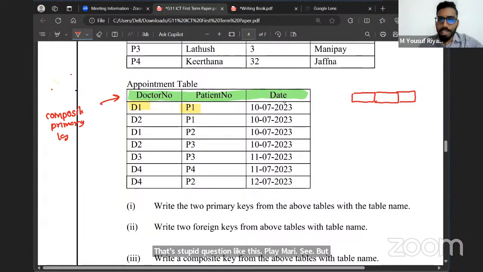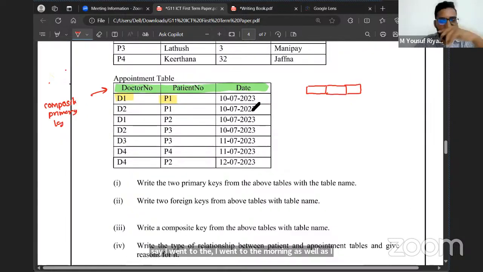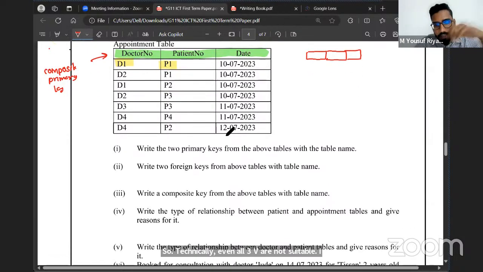Let's say the same patient went the same day, in the morning as well as in the evening. Normally that doesn't happen, but if that happens, then there will be a repetition. That's a very rare scenario, but it's possible. So technically, even all three fields are not suitable. Let's ignore that. The question is asking for two primary keys with a table name.